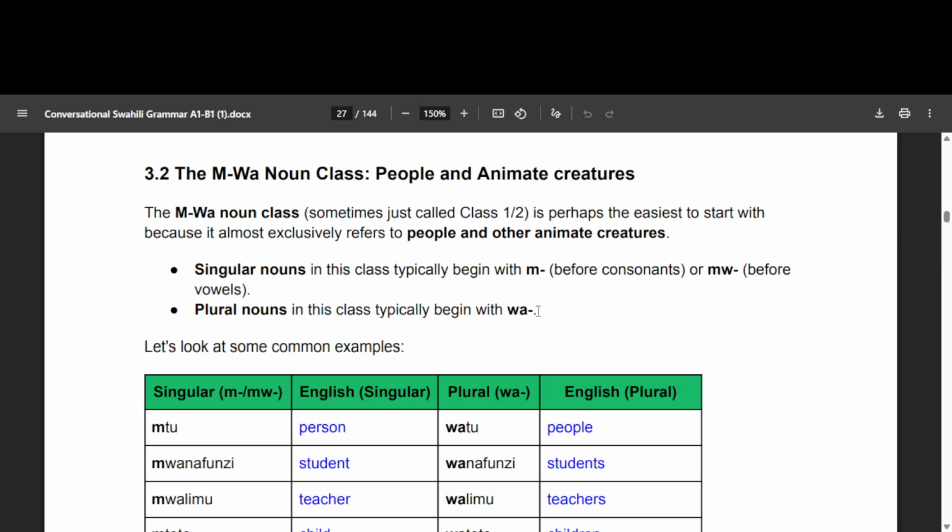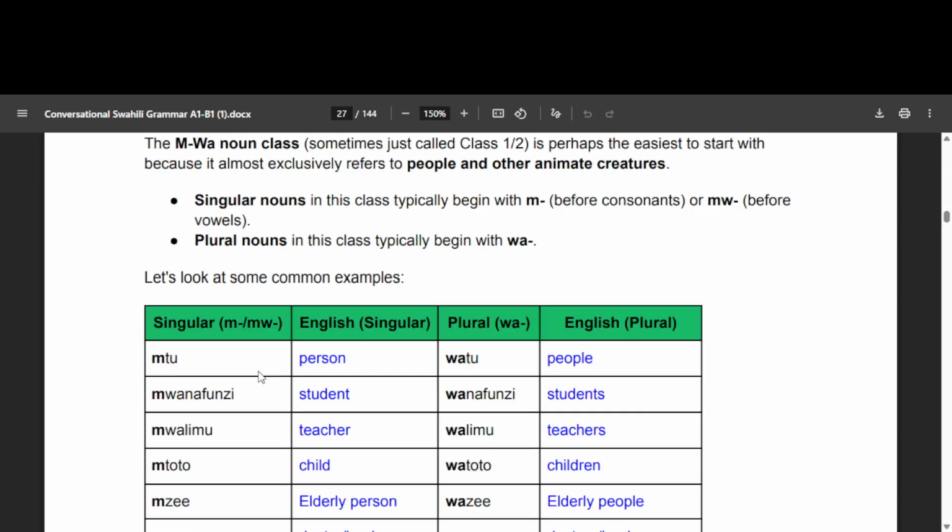Okay, now words such as baba, father, they also are in this class simply because they are animate creatures. Animate creatures fall into this category. So not all the nouns start with m in the MOA class, but most of them start with m. Let's look at some common examples.